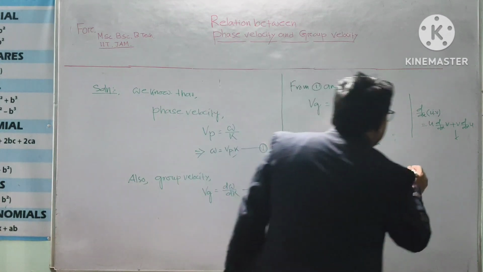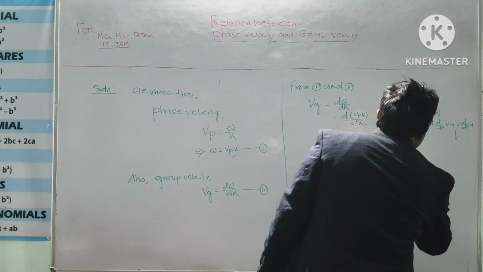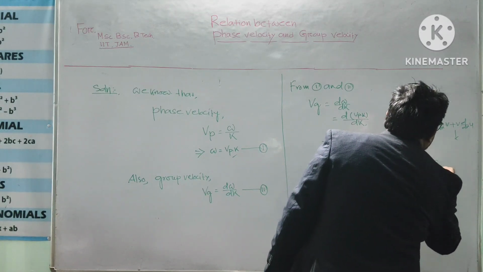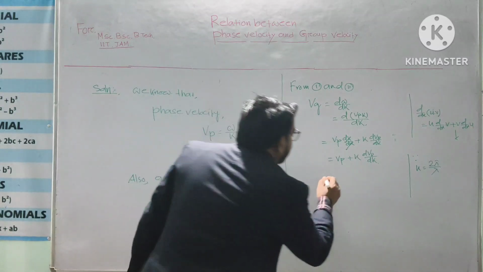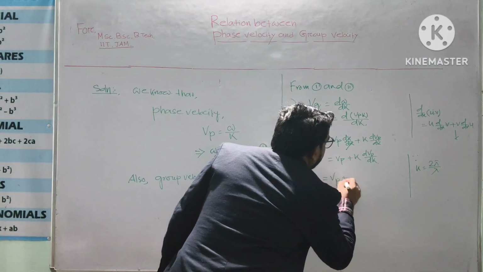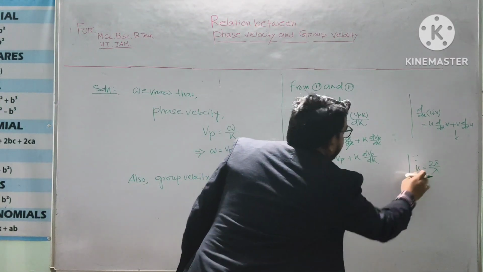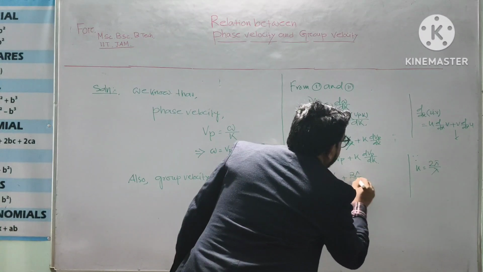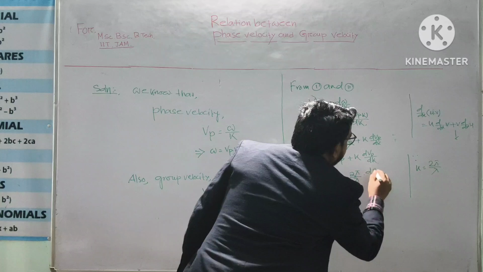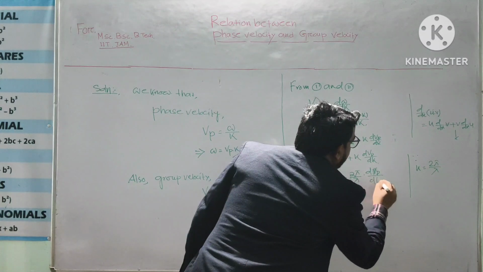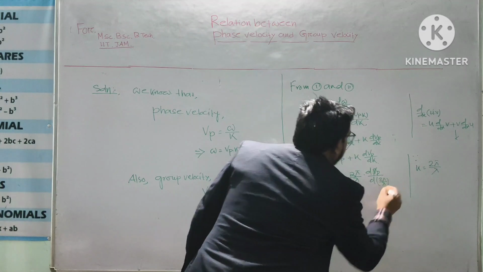Also we note that k equals 2 pi by lambda. Since k equals 2 pi by lambda, this is called the propagation constant. Okay. So we can write Vp plus k, the value of k being 2 pi divided by lambda, into dVp and d into 2 pi divided by lambda. Okay.